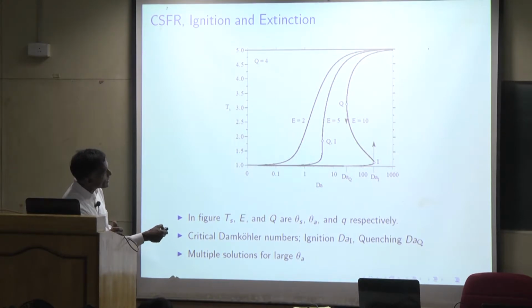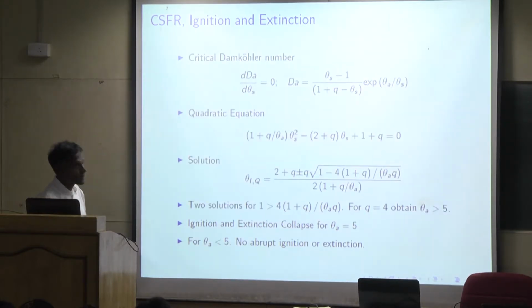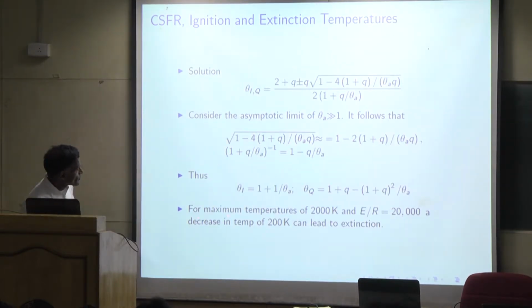The E is actually theta. So when E is 5, the ignition and extinction collapse. When E is greater than 5, you have ignition and extinction. And for E less than 5, there is one solution to that equation. All right?